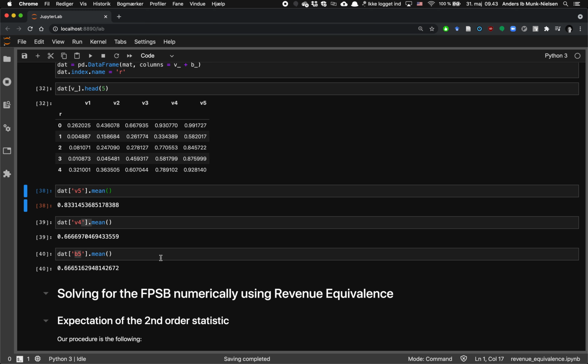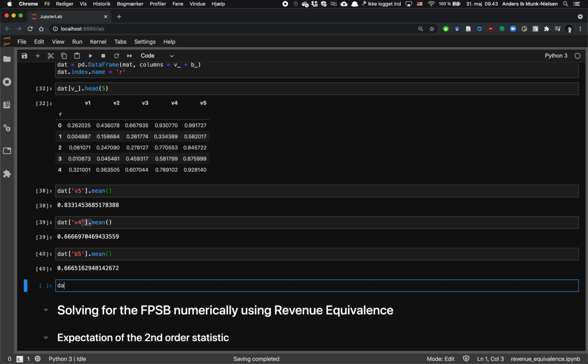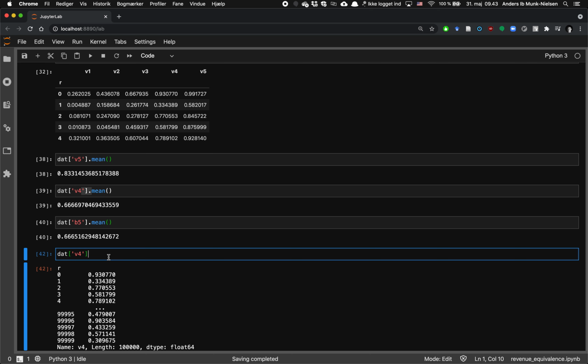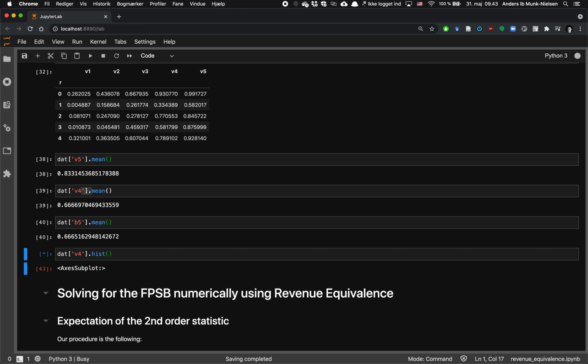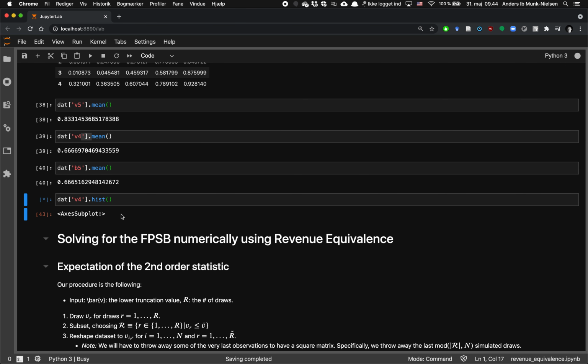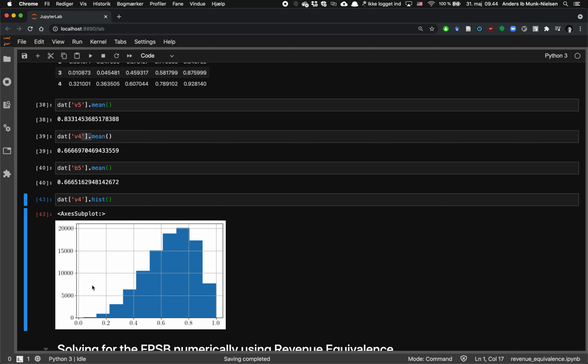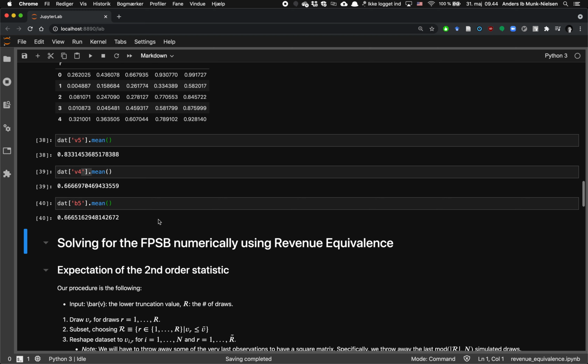So this is how to think about the largest values, right? So that of V4, that's the second highest valuation, and we computed the mean, but we can also plot it if we wanted to, and just look at what the distribution of the second highest bid looks like. Okay, so I hope that helps a little bit.